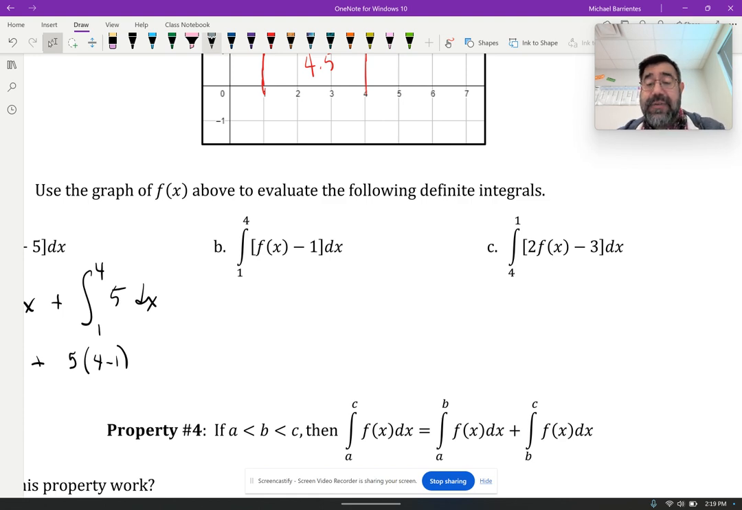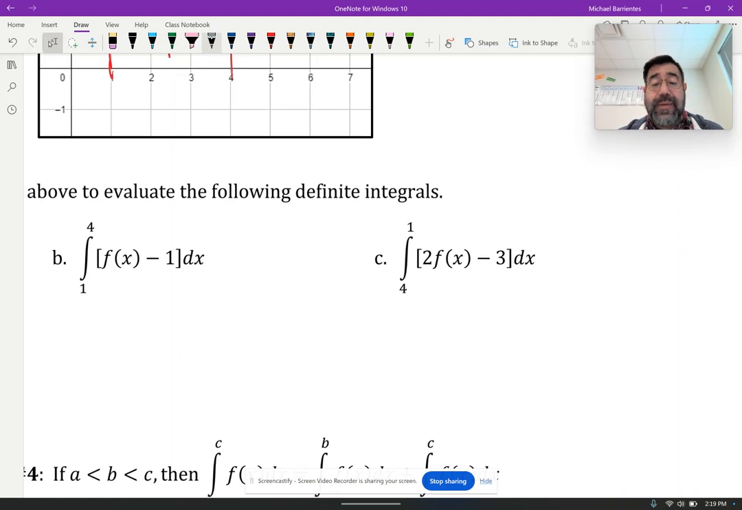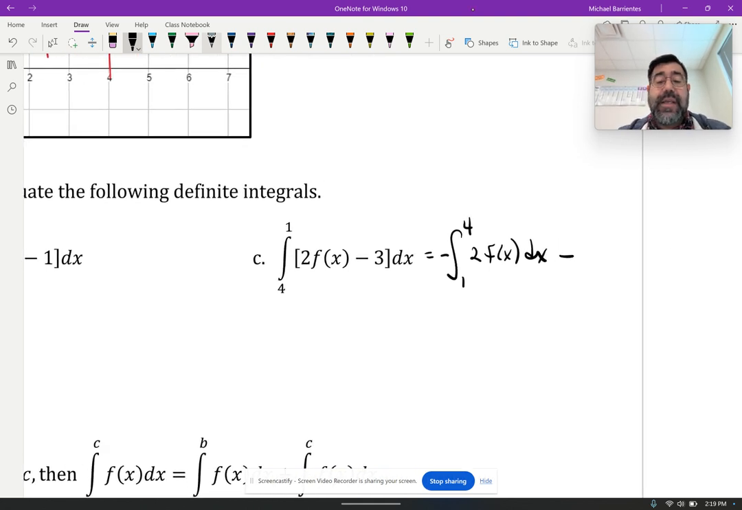But letter C, if you'll look, I have to worry about a couple of things. First, I have to worry about the fact that my limits of integration are upside down. So I'm going to flip them, but that means my answer is going to be the opposite. So it's going to be this minus, and then I'm going to flip them, which means it's going to be plus 3 dx. Do you see what I did there?